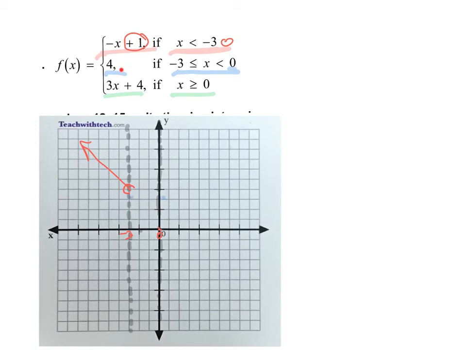And this is f of x equals 4. That's just a horizontal line where y equals 4. And that's 1, 2, 3, 4. So it's going to be right here. That line is this way. And we have a closed circle at -3 and an open circle at 0.